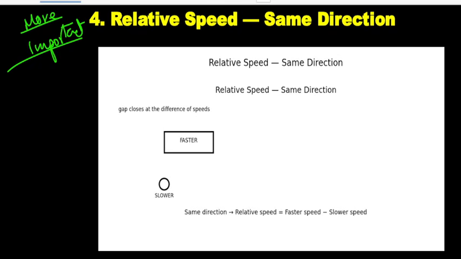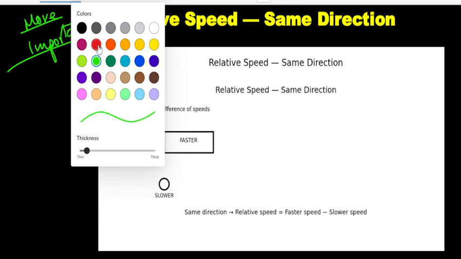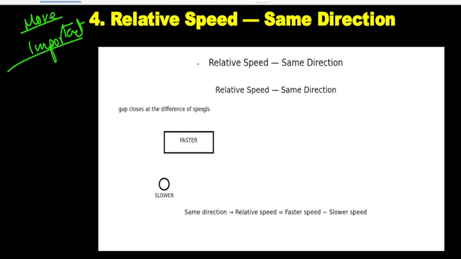Firstly, in order to understand relative speed, let's understand this concept of a body in motion. I've explained what motion is. Whenever a body starts moving, we say that the body is in motion.